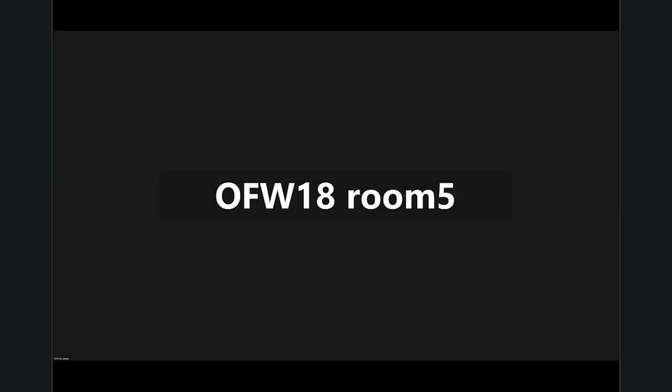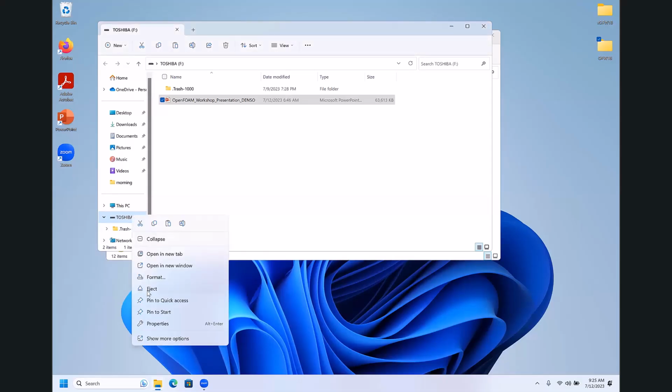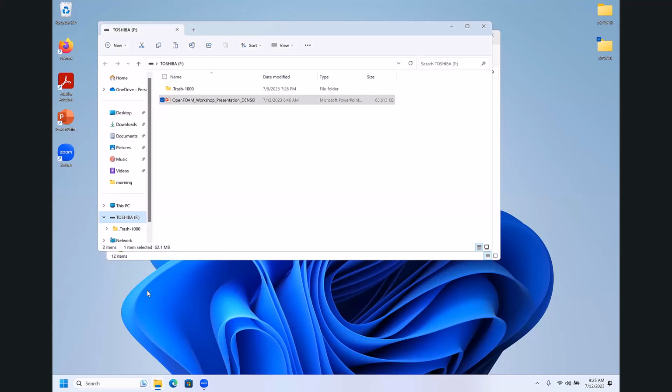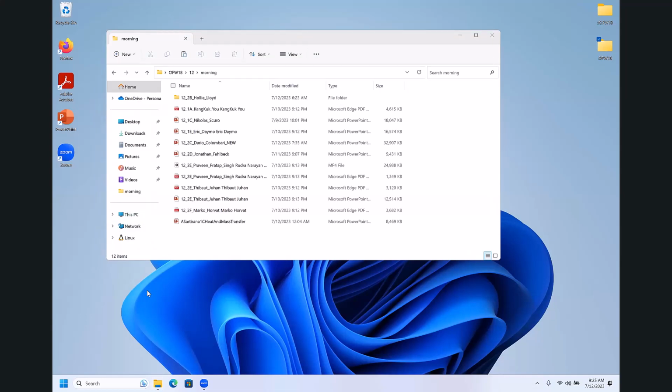Okay, next speaker is Nikolas Scuro, please. He will talk about some progress on two-way coupling between OpenFOAM and Thermochimica for volatility processes and chemical reactions.